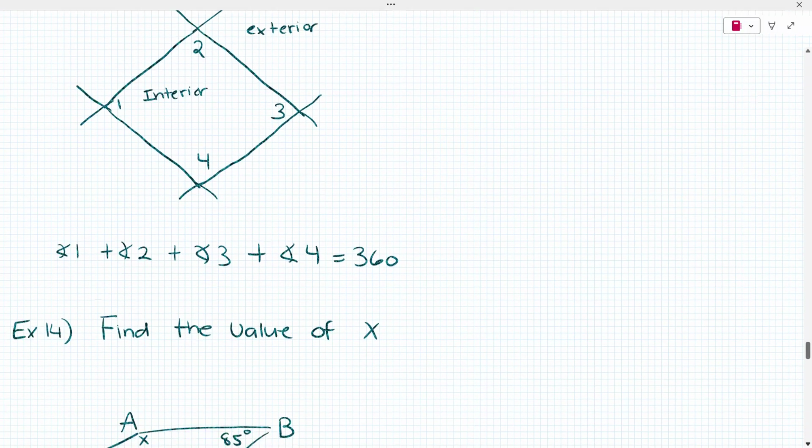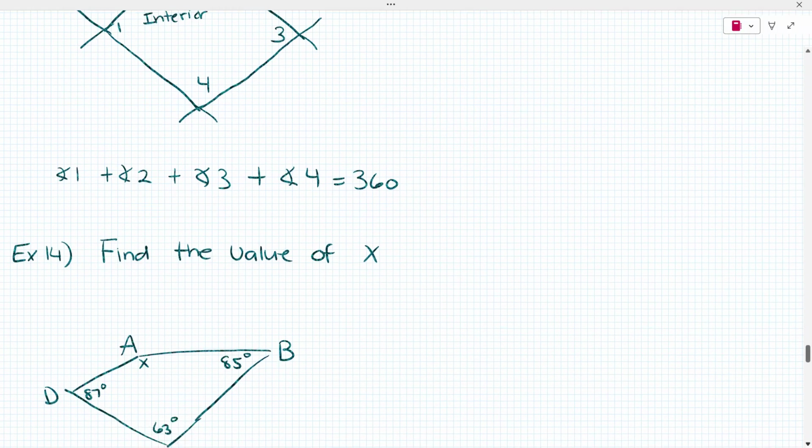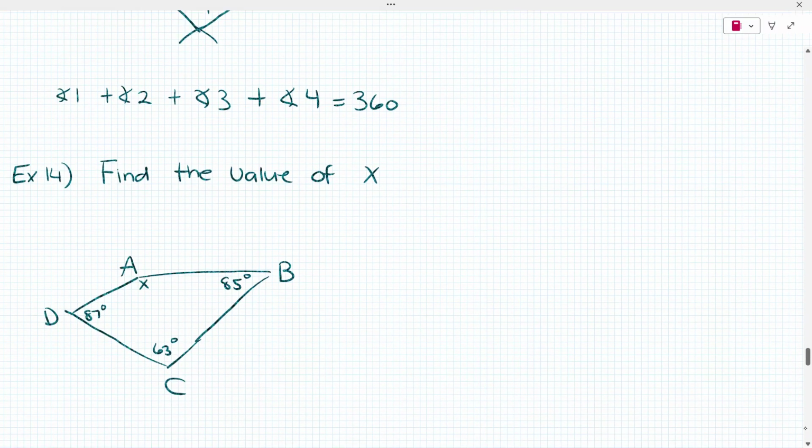Okay, so example 14. Here we have this polygon, and it has four sides, and we got to find angle x. None of these angles are the same because there's no tick marks, but we could still find angle x because we all know that the interior angles, if you add up angle A, D, C, B, they all add up to 360. So if you add up angle 1, angle 2, angle 3, angle 4, they add up to 360.